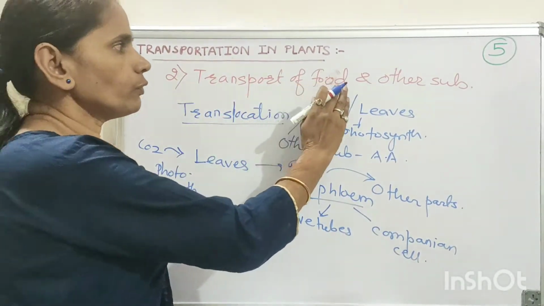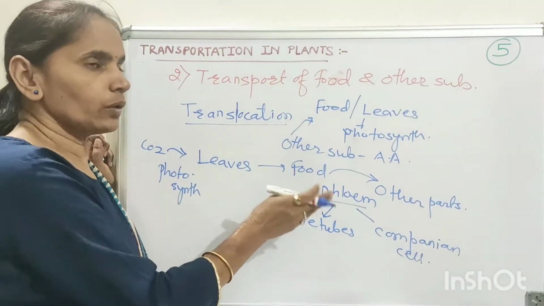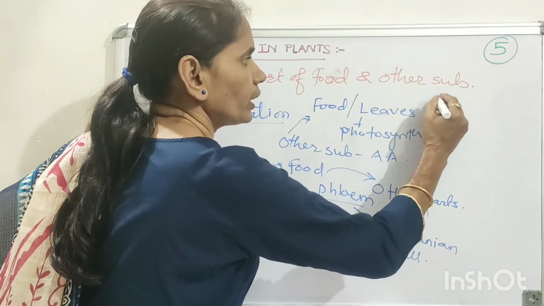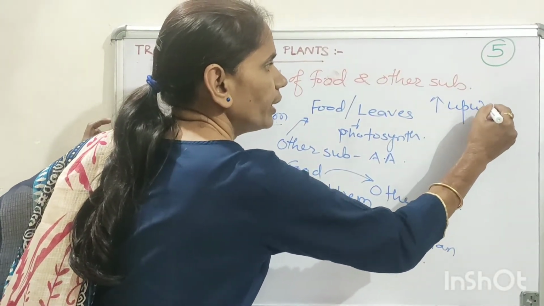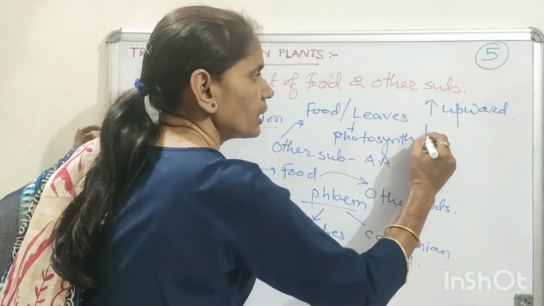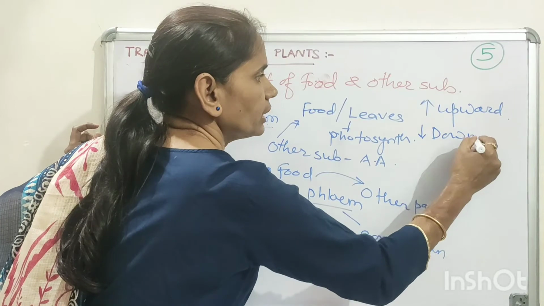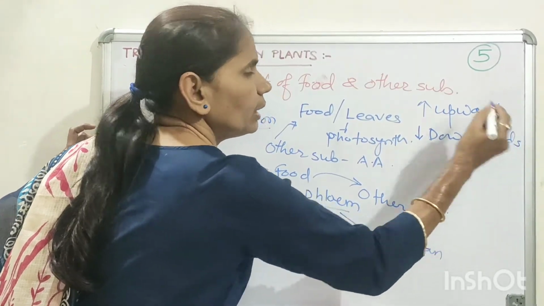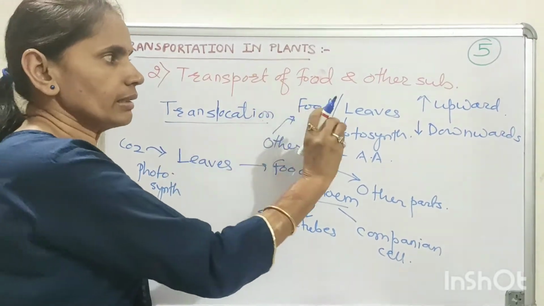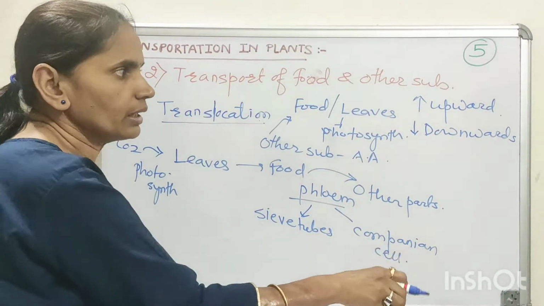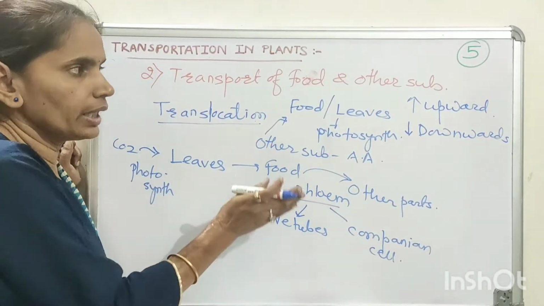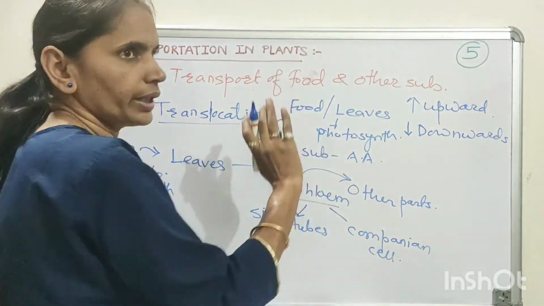Now the transportation of this food is different from that of water, because the transportation of water occurs only in the upward direction, while the transport of food and other substances occurs in both directions, that is downwards or upwards. So if the leaf at the top of the plant is synthesizing food, that is transported in the downward direction, as well as the food from the leaf at the lower area is transported in the upward direction.